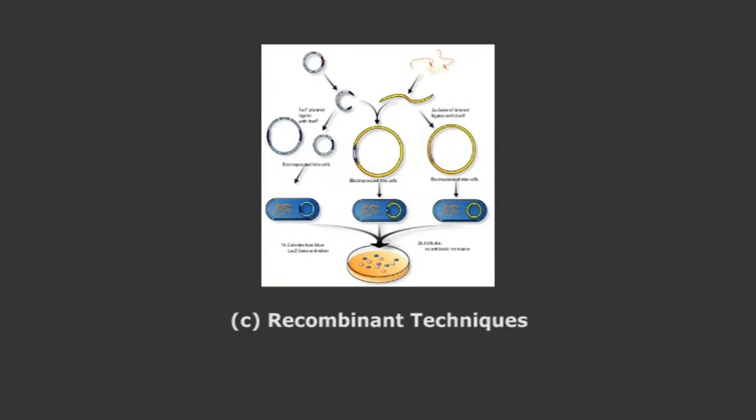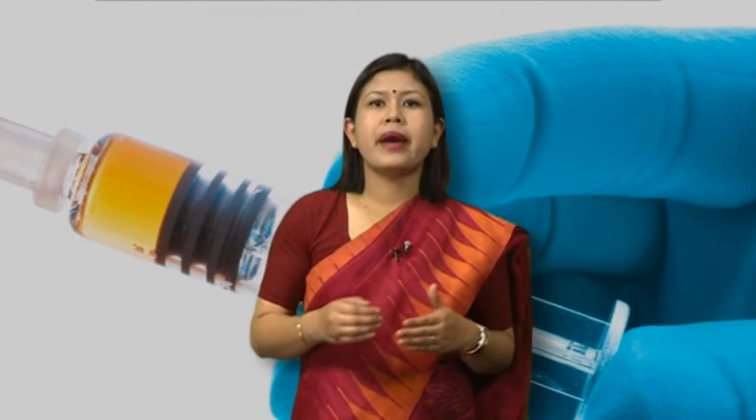The third type is recombinant techniques. A number of genes encoding surface antigens from viral, bacterial, and protozoan pathogens have been successfully cloned in bacterial, yeast, insect, or mammalian expression systems, and the expressed antigens used for vaccine development.